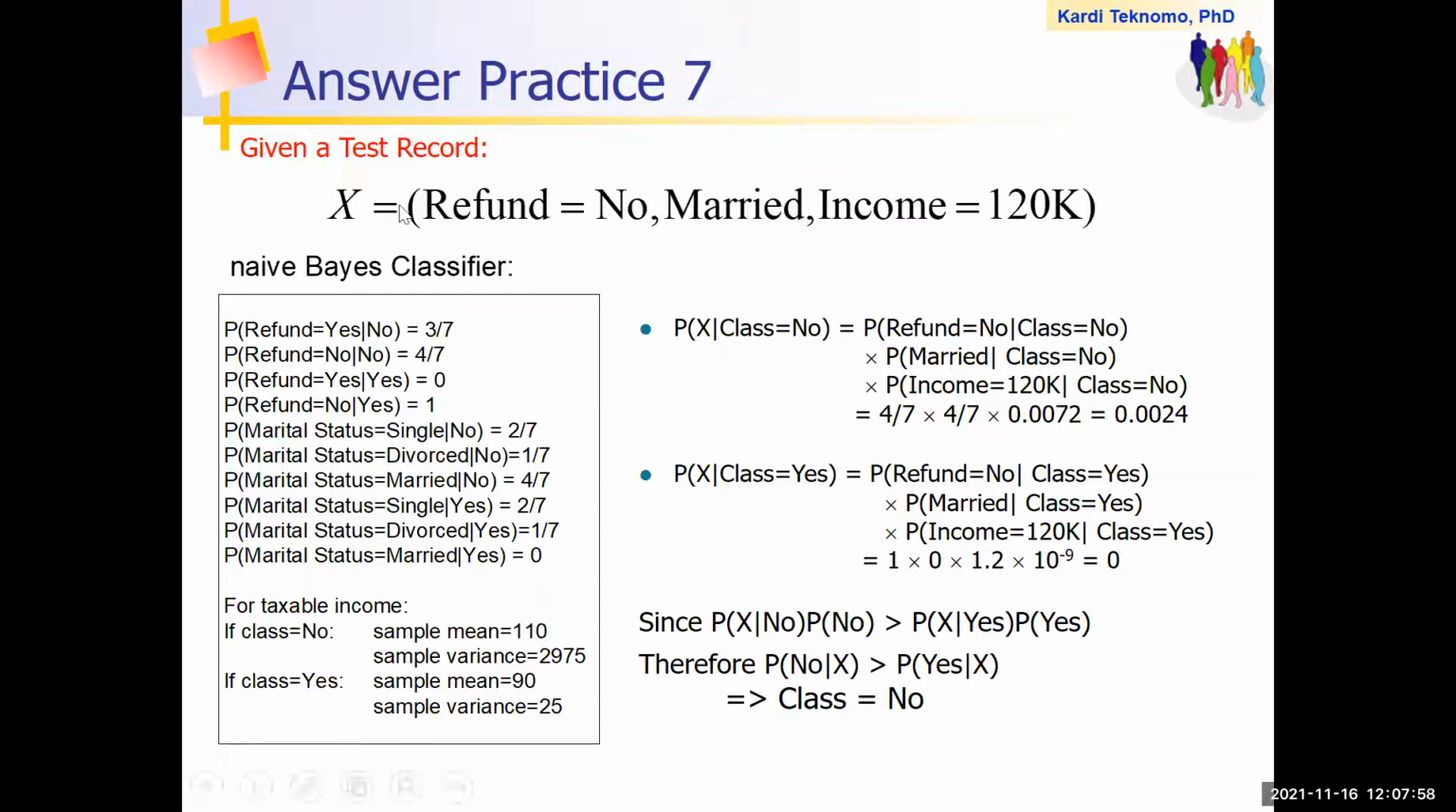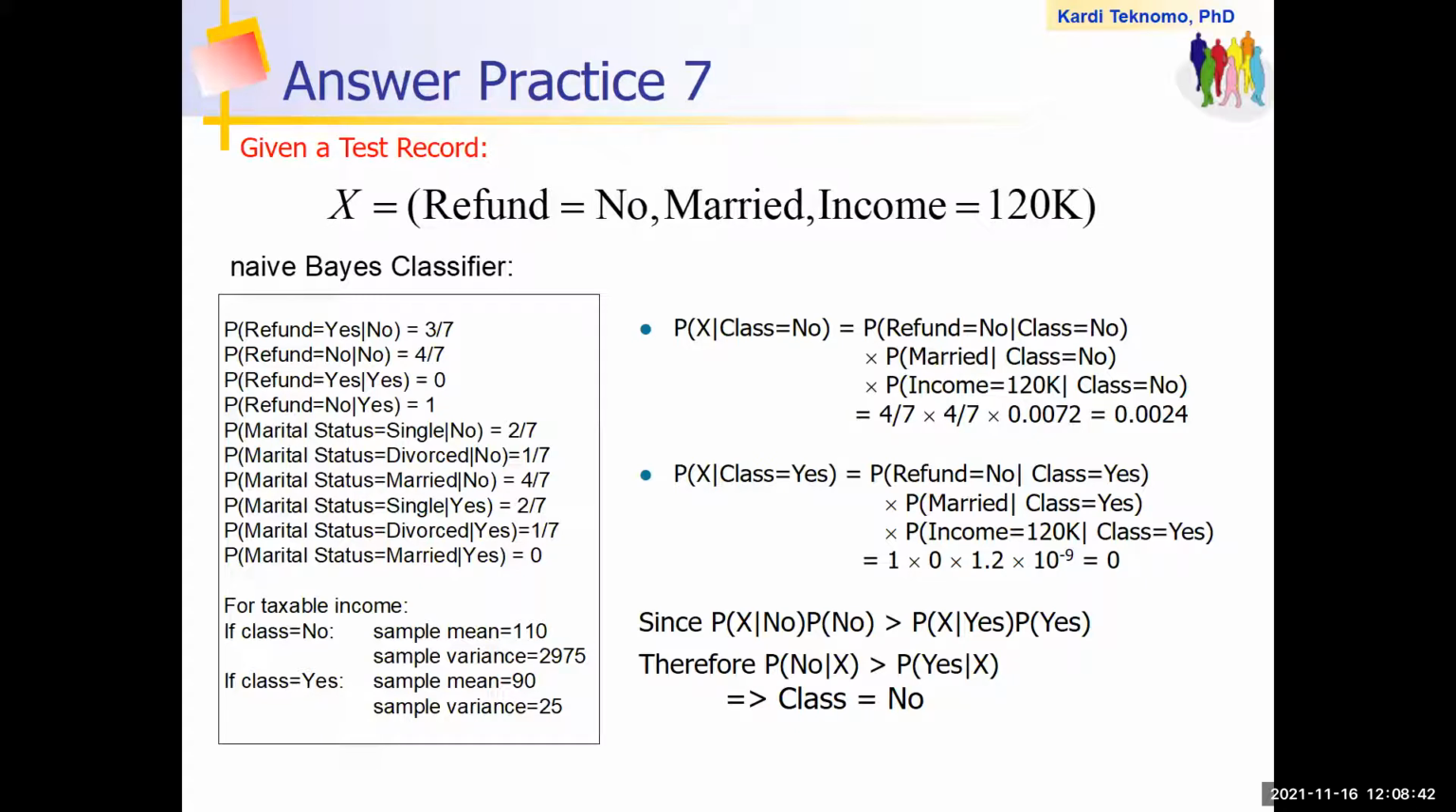In that case, this is the test record you have: refund no, marital status, income 120. What you will do is check one by one. Get the probability for each class. This table on the left side is the probability for each class and for its value. It's already computed here, for each value of the data in the table.